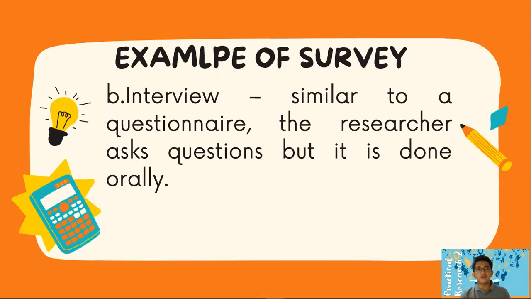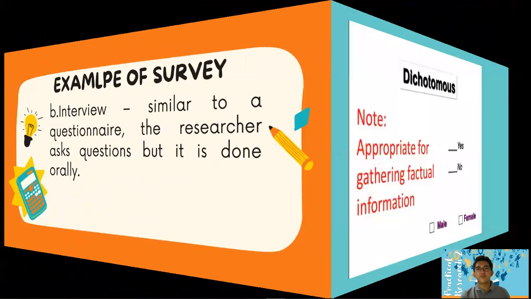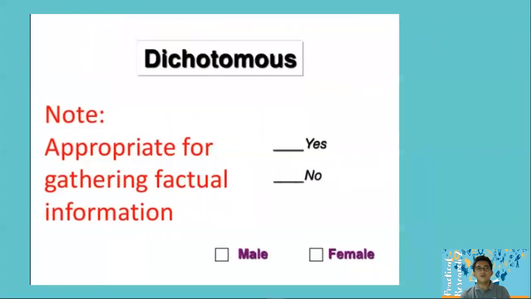Here are some types of questions that you may use in the questionnaire and or the interview. We have the dichotomous, which is appropriate for gathering factual information. So it is more on the yes or no question, or you have two given answers already based on basic information. Example, the gender or sex of a certain respondent, their age, their civil status, and so on. So that's dichotomous questions.